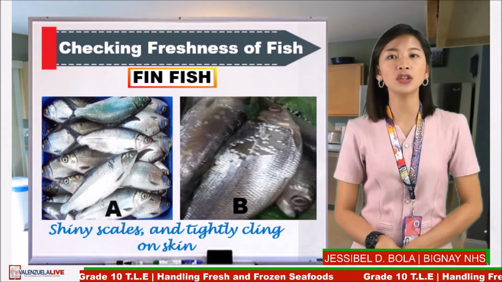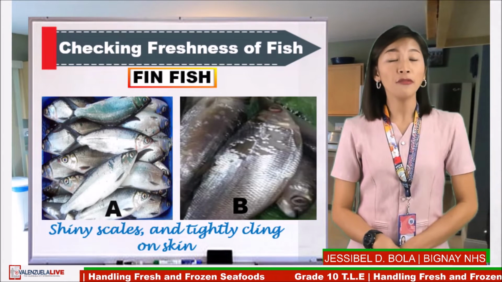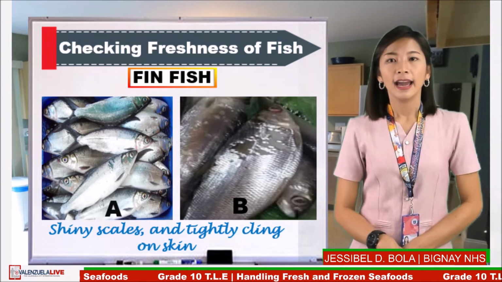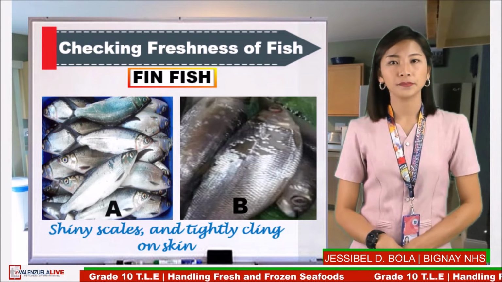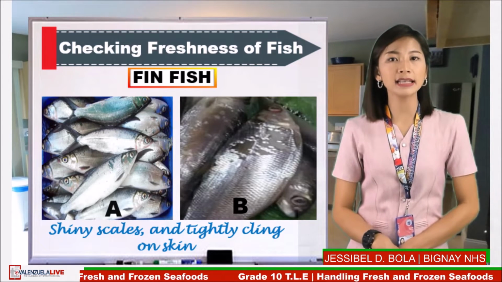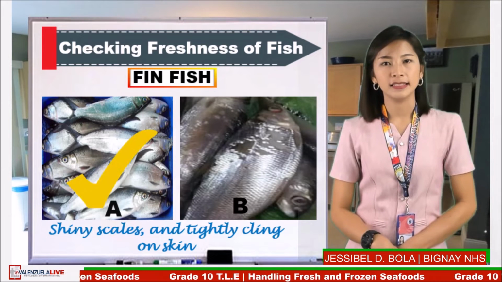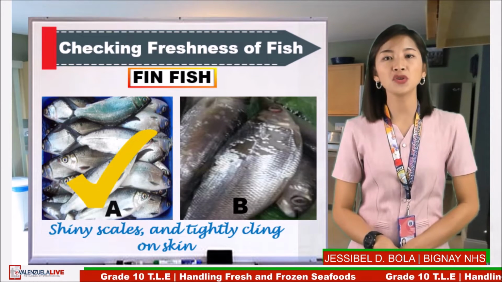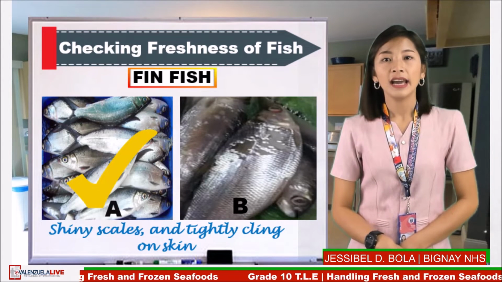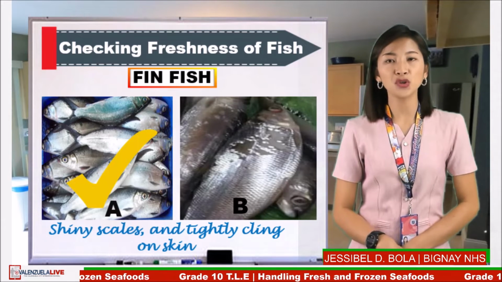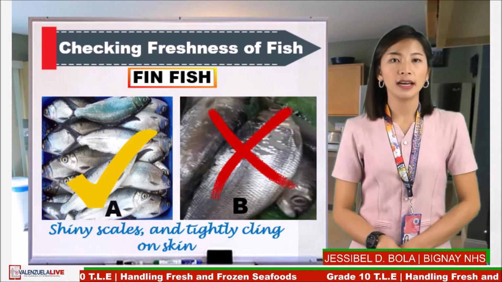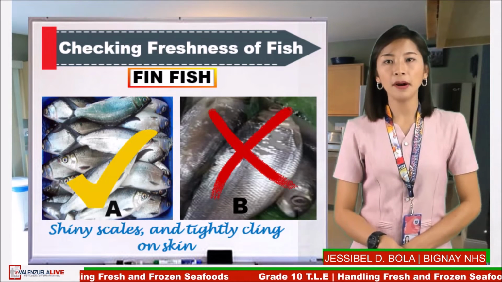Okay, lastly, we need to check the scales of the fish. Fin fish should have shiny scales, tightly clinging to the skin. Does the picture there have shiny scales? Which one has fresh scales? Okay, we have picture A. As you can see, it has intact, shiny, and fresh scales. What about picture B? As you can see, the scales of that fish are falling apart now.